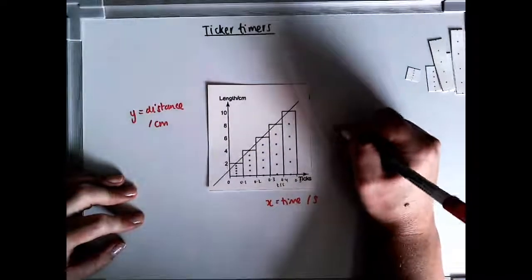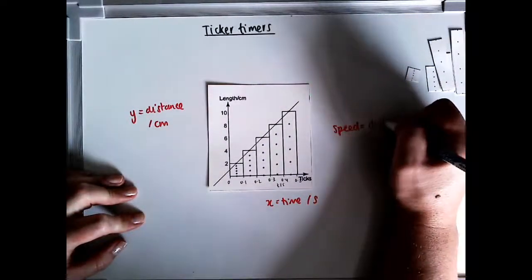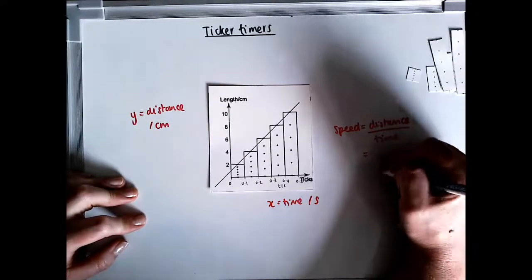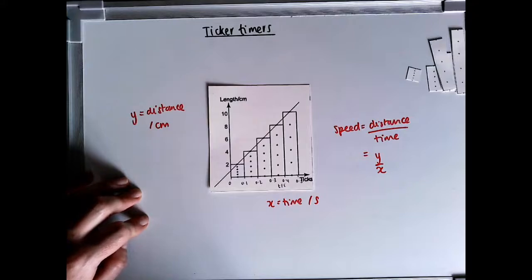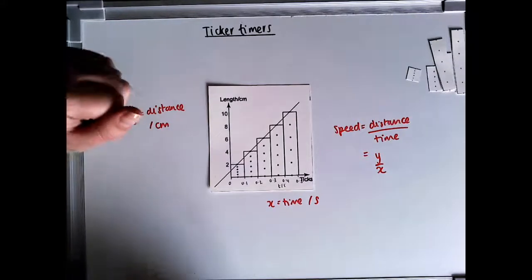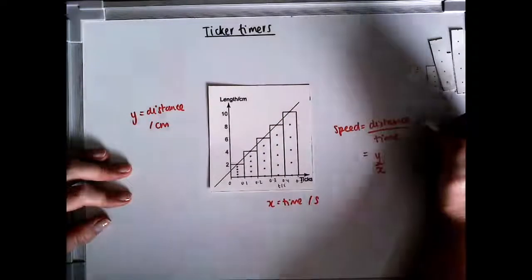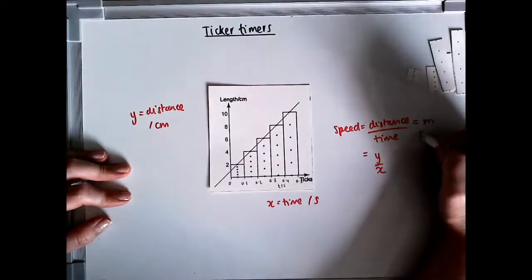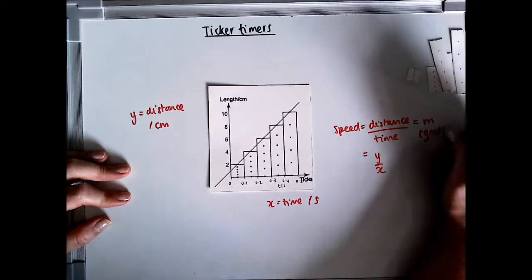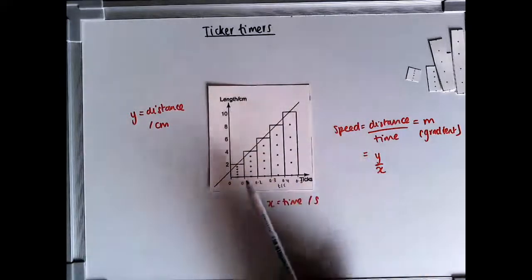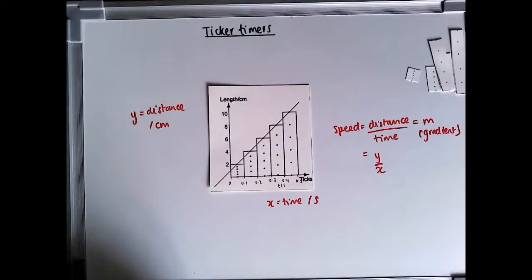And I know the equation, speed is distance divided by time, which is y over x. Okay, and that change in distance over that change in time is going to be my gradient, and we talked about that in a previous lesson. Okay, so that's my gradient. Make sure I'm not off the page here, sorry, just about. So I can work out the gradient of this graph, and that will tell me the average speed that my ticker tape went through the timer.